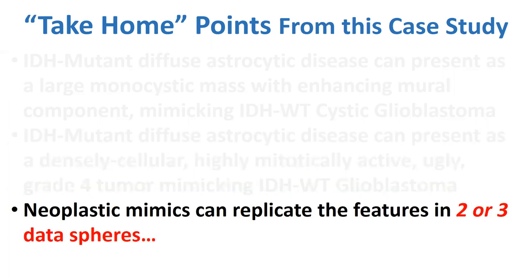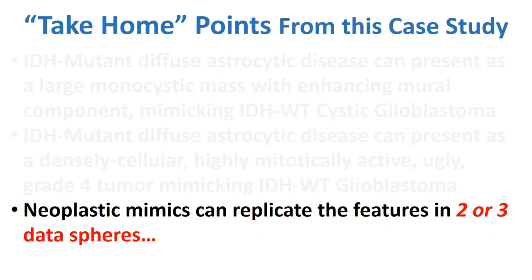Okay, here's another point, separate. Neoplastic mimics can replicate features in two or three of the data spheres. What happened in this case? On the pre-op imaging, this IDH mutant tumor mimicked IDH wild type cystic glioblastoma. And then on the H&E histology, another data sphere, histologic features, this IDH mutant diffuse astro mimicked IDH wild type glioblastoma.